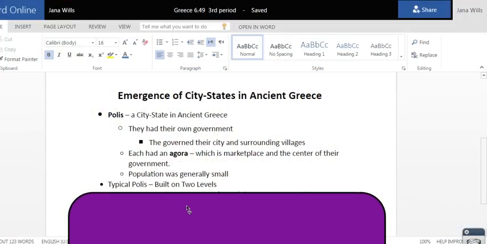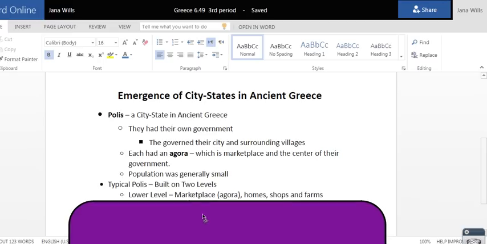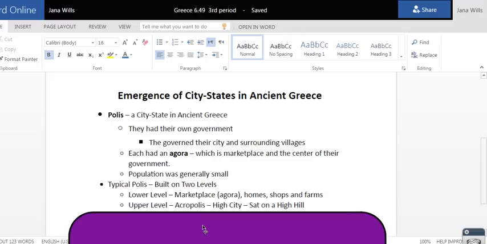A typical polis is built on 2 levels. The lower level is the marketplace, or the agora, where the homes, the shops, the farms are. The upper level is the Acropolis. The Acropolis actually means high city. Remember, we said polis meant a city-state.